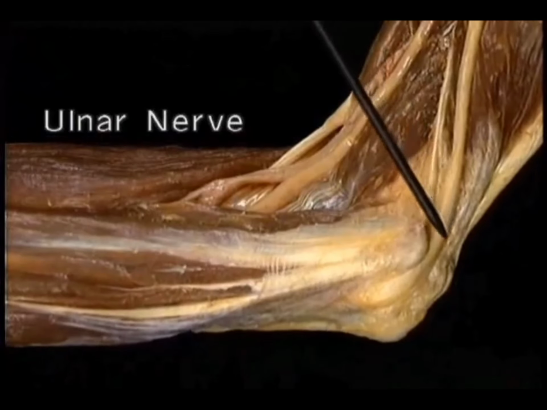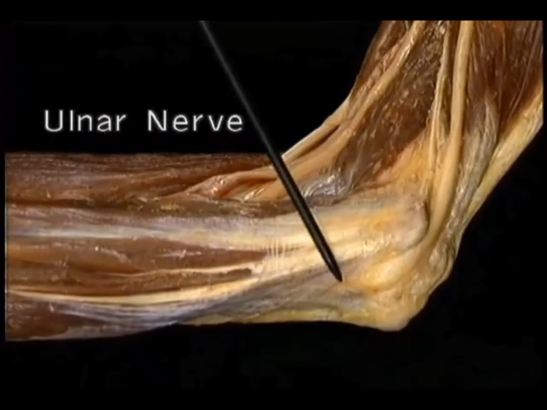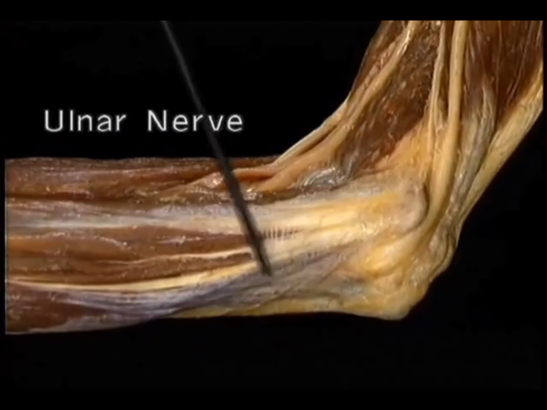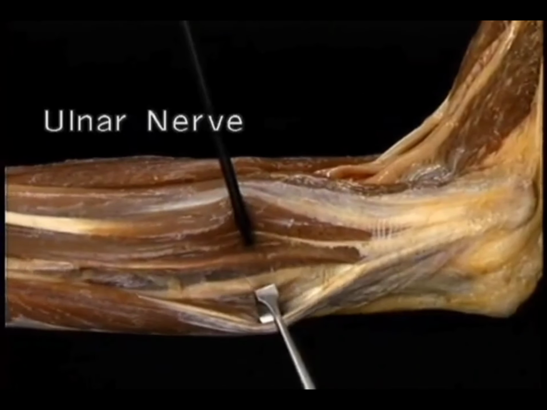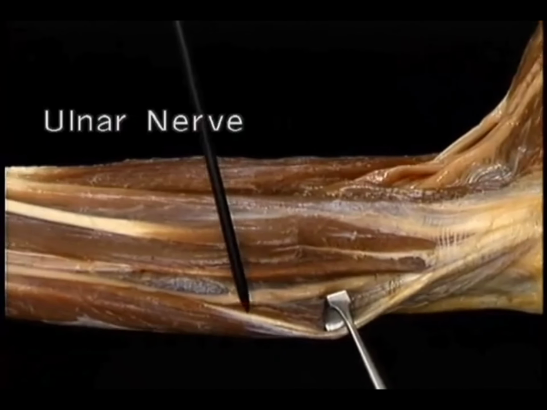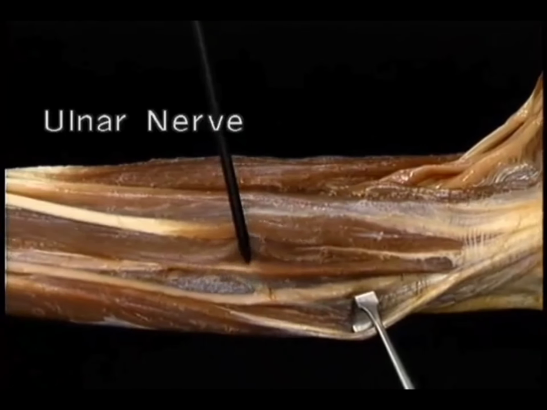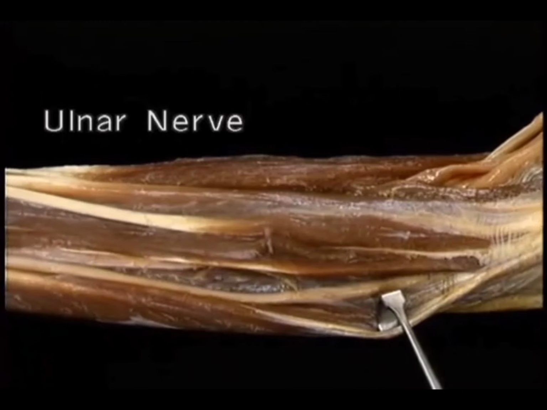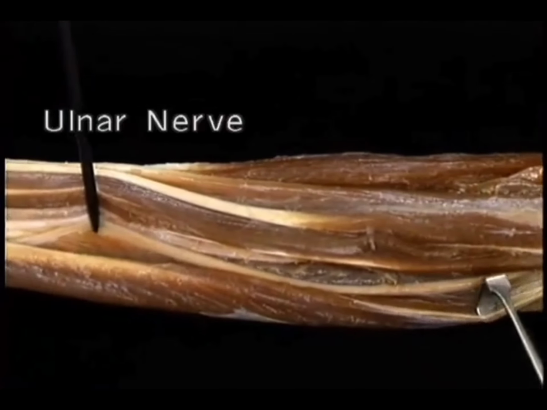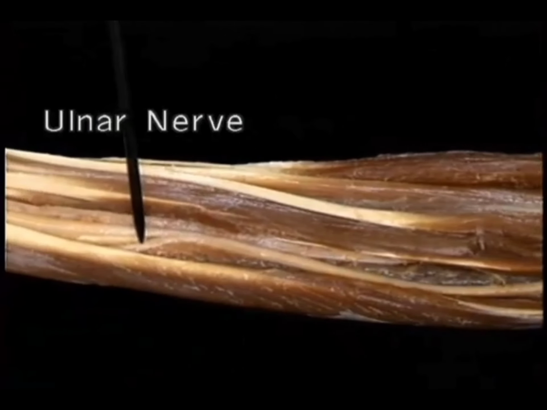Lastly, let's look at the ulnar nerve. As you'll recall from the last section, the ulnar nerve enters the forearm by passing round the medial epicondyle and between the two heads of flexor carpi ulnaris. Here's the ulnar nerve. It runs down the forearm between flexor carpi ulnaris and flexor digitorum superficialis, with profundus deep to it. Here it gives off a dorsal sensory branch, which goes to the back of the hand.